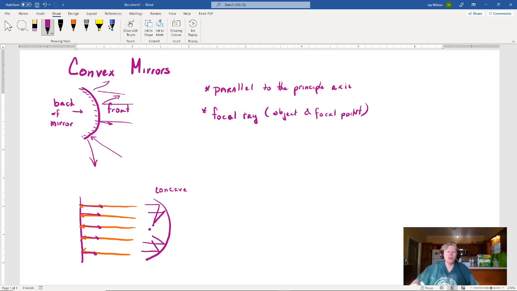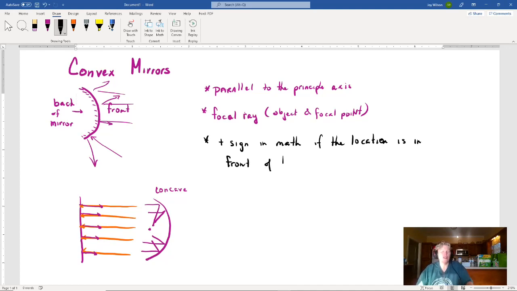So let's draw a couple of these. The math is going to be the same. Let's hit that idea too. You get a positive sign in the math if the location is in front of the mirror. And of course you get a negative sign in the math if the location is behind the mirror.